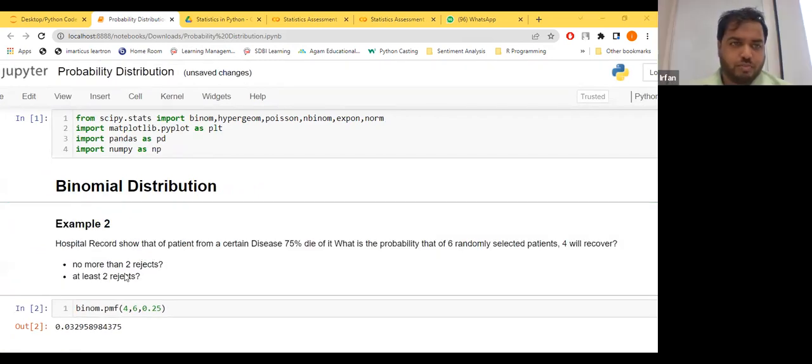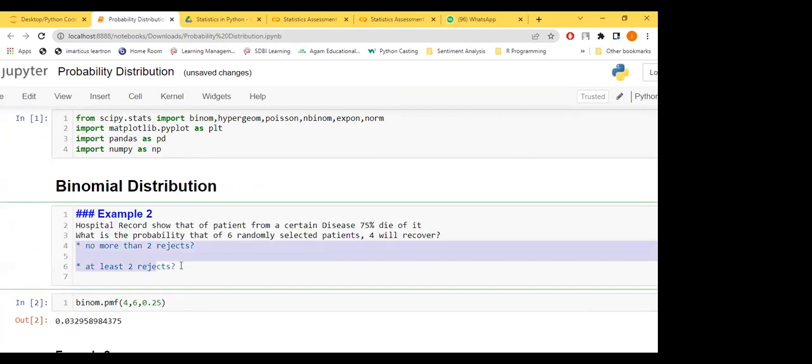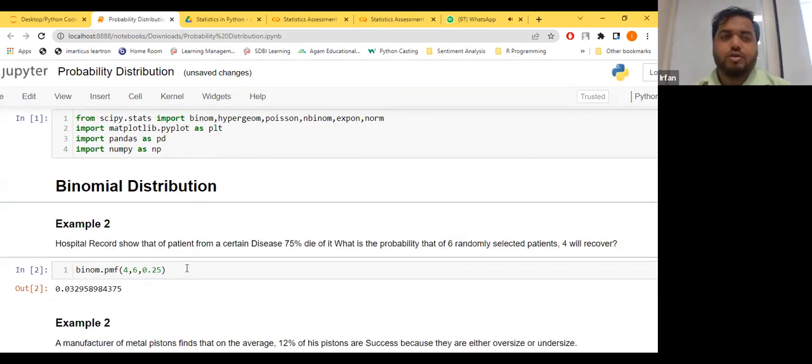The question remains the same, guys. Students, when to use binomial? When we have probability of success and failure. So remember, when we have success and failure, that time we use binomial. That is point number 1.